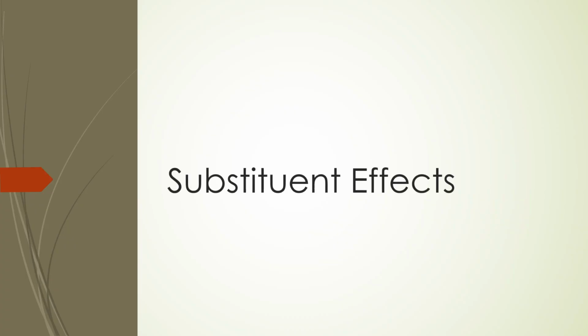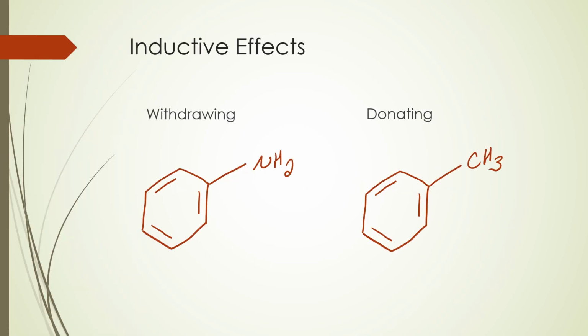Substituents will either increase or decrease the electron density in the ring. This affects electrophilic substitution. Let's take a look at the different effects substituents can have on rings. Inductive effects deal with whether the substituent donates or withdraws electron density. If the substituent is more electronegative than carbon, it will pull away and make the ring less rich. If there is a very polarizable group like CH3, the ring will be able to pull some of the electrons towards itself, making it become more electron-rich.